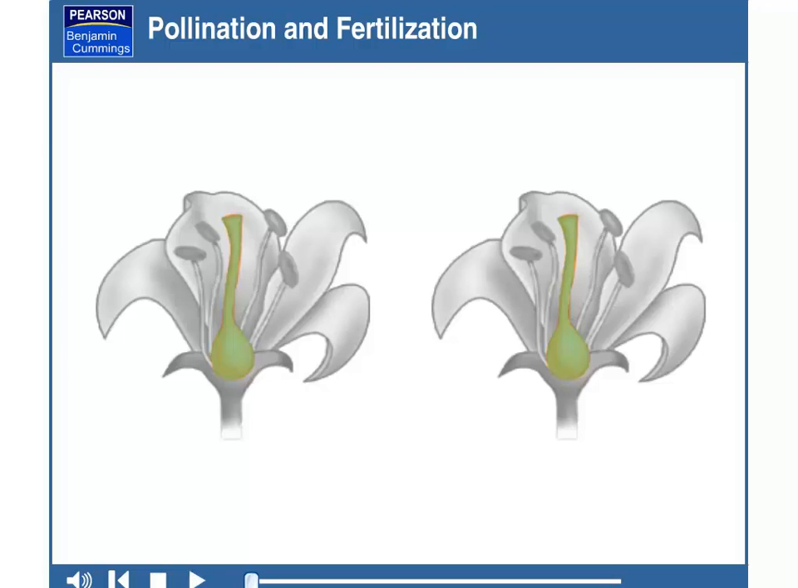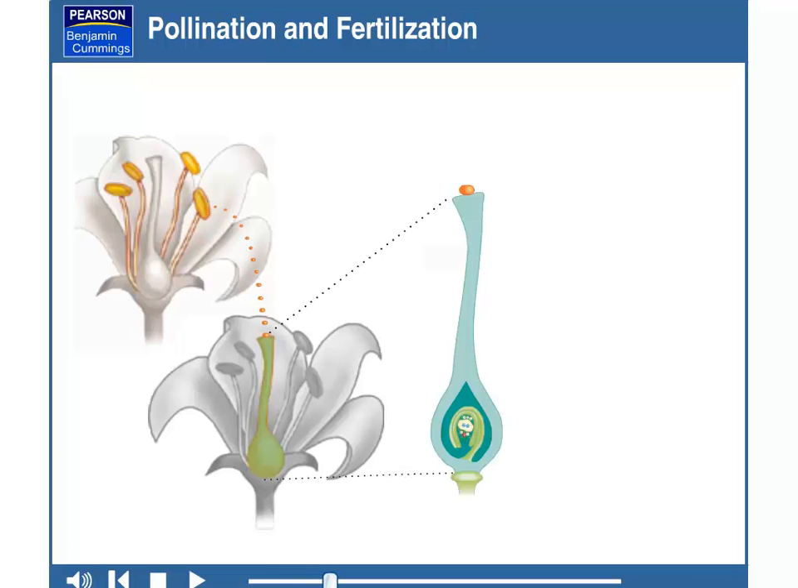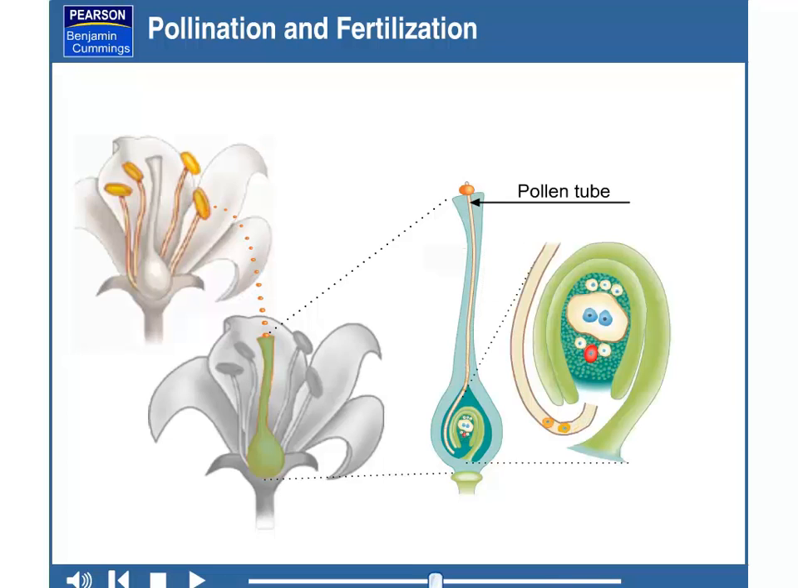Sexual reproduction in angiosperms involves the transfer of pollen from an anther to a stigma, a process called pollination. In this example, pollen from the anther of one flower is transferred to the stigma of another flower. After the pollen grain lands on a receptive stigma, it germinates, producing a pollen tube. The pollen tube grows down through the tissue of the style. At some point during its journey, the generative cell of the pollen grain divides by mitosis to form 2 sperm nuclei, or male gametes. The pollen tube continues to grow until it reaches the ovary.